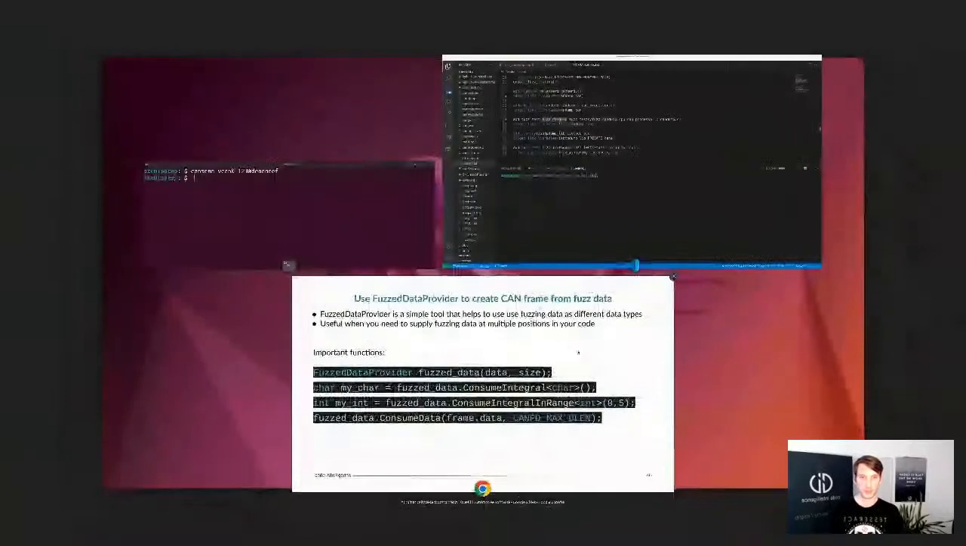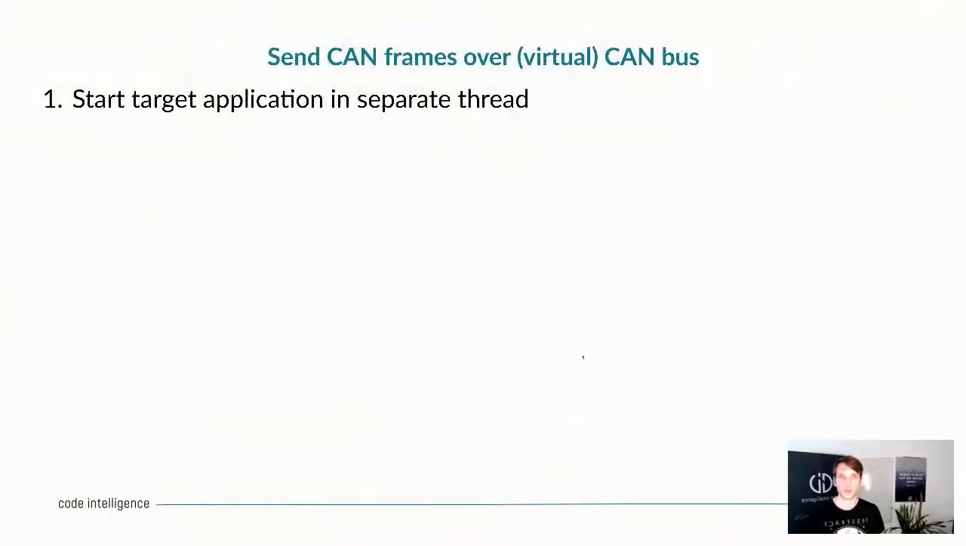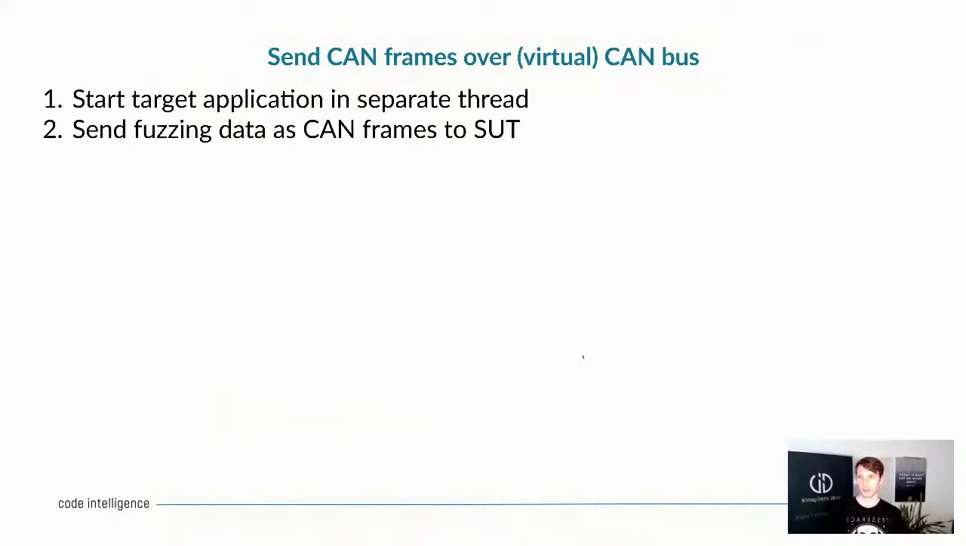And before we start, I wanted to show a little bit more how we then send the can frames over the virtual CAN bus. So our approach here would be with our fuzz test, we start the target application in a separate thread. Maybe as you have also seen, the can dump application didn't stop after receiving an input. So this is why we will start it in a separate thread, because it's another target that doesn't return. And the second part would be we will send fuzzing data as can frames to our system under test.